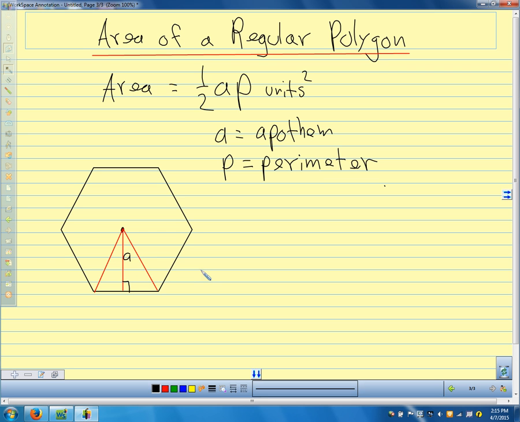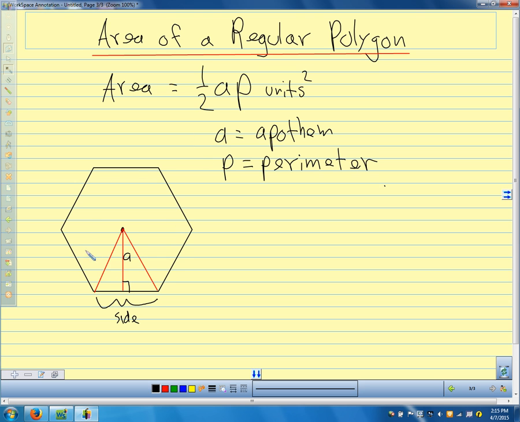What's the area of a triangle? What's the formula? 1/2 base times height. Well, isn't the base of this triangle that I drew in red the side length of the polygon? Isn't the height the apothem? So the area of one of these triangles, this triangle that I drew in red here, is 1/2 the side of the polygon times the apothem. Well, there's 1/2 the apothem.